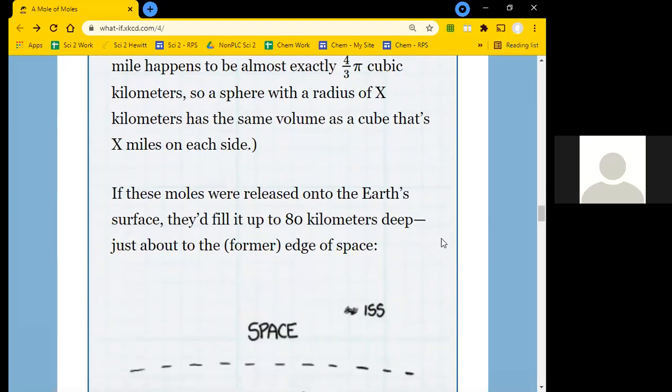Now, if those moles were released onto the Earth's surface, they'd fill up the Earth's surface, that is, up to 80 kilometers deep, not just the solid parts, okay?